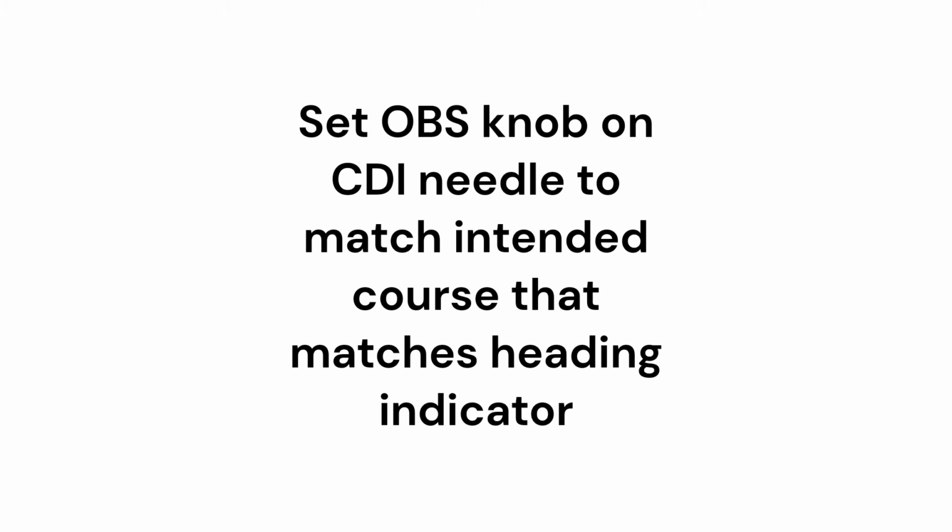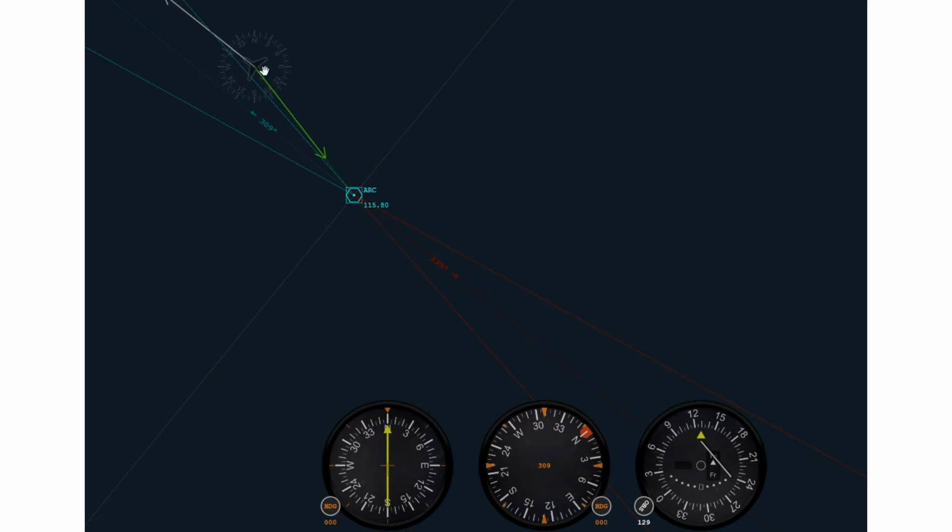This is why it is important to set the OBS knob on the intended course, because reverse sensing has the tendency to confuse pilots and there is a possibility of drifting further off course.